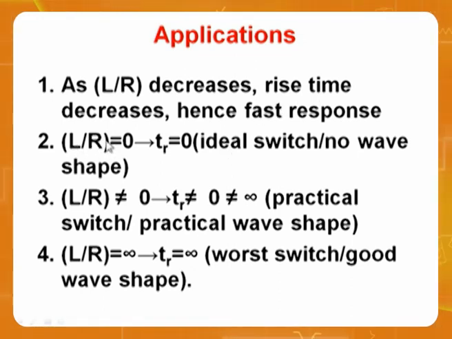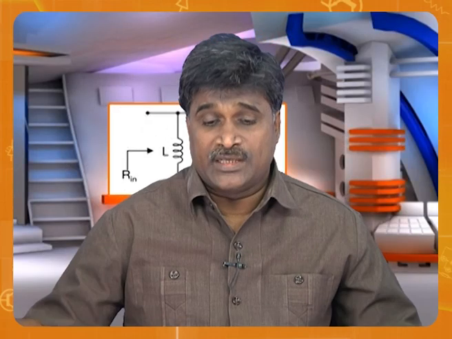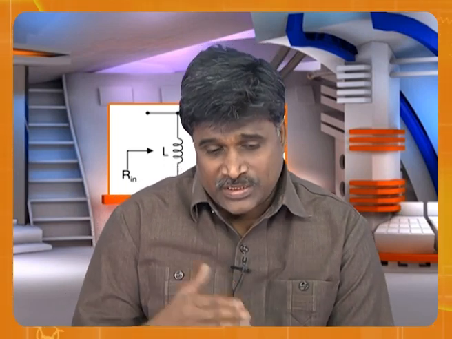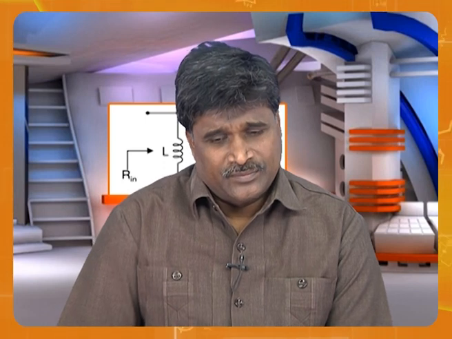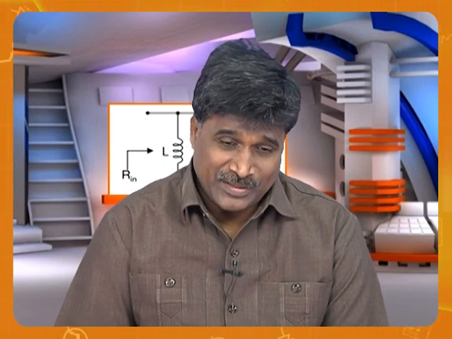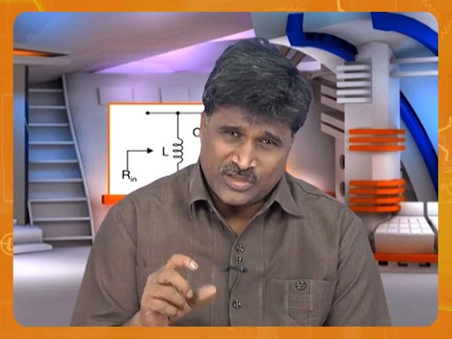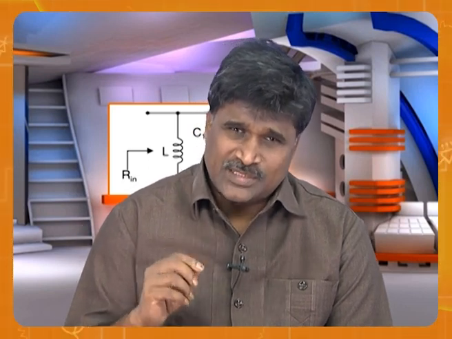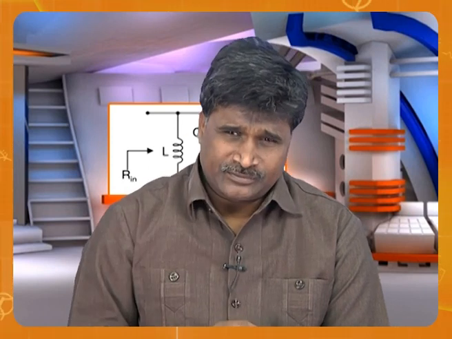If L by R is 0, this is called ideal switching. If L by R is not 0, it is called practical switching. If L by R is infinity, rise time is infinite. It is taking infinite time. That's called worst switch. So when the switching is very bad, it's happening as a good wave shaping. It's a very big challenge. Are you interested in wave shaping or switching? Switch means rising fast. Wave shaping means rising slow.